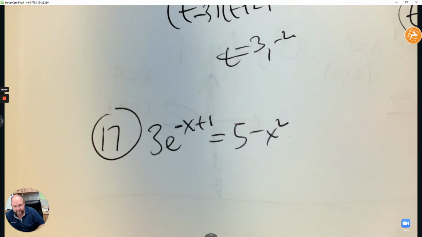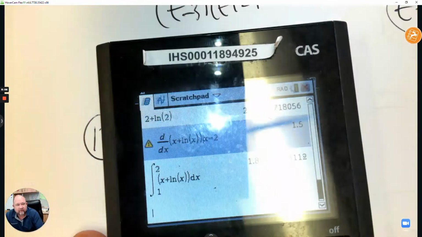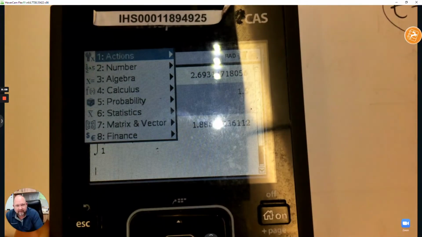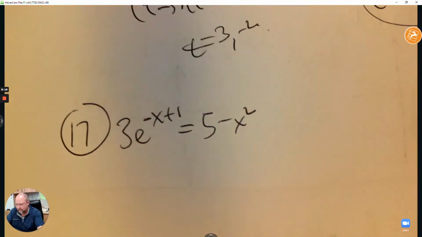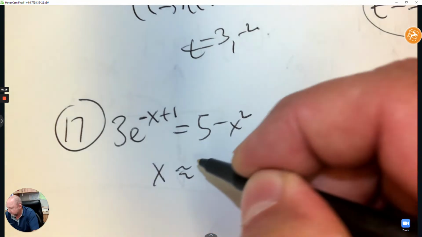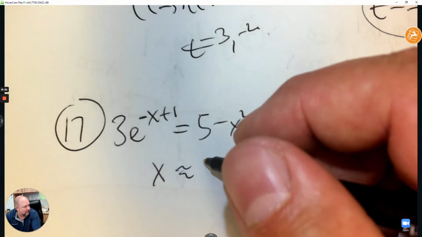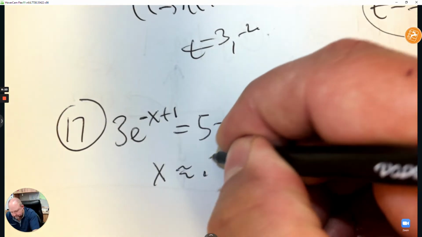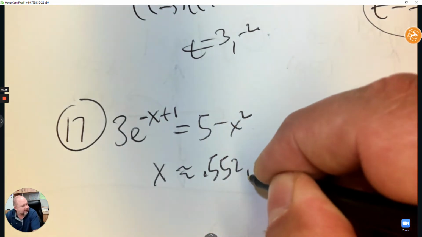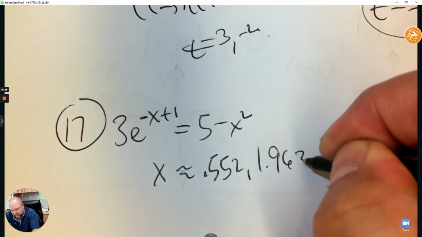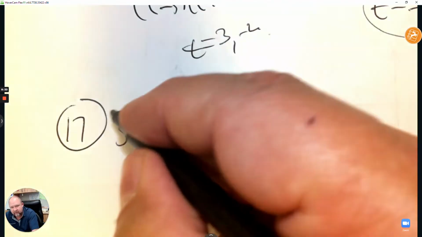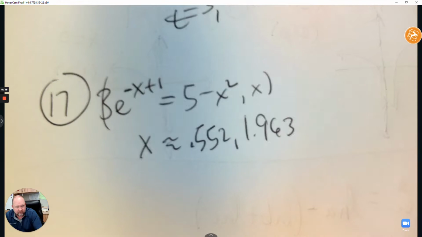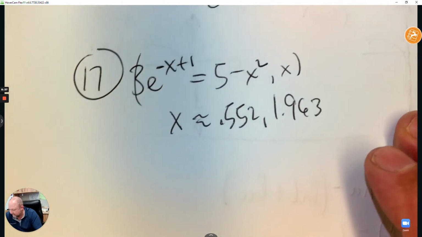So type it in. To remind yourself how to solve with your calculator, you press menu, then algebra, and then solve. Type it in, but then you have to go comma x at the end and see if you get the same answer I get. If you do it properly, x is equal to 0.552. And the other answer is 1.963. So again, use your calculator. Make sure you go comma x after solve, and that's what you put in. And see if you got the same answer. Number 18.